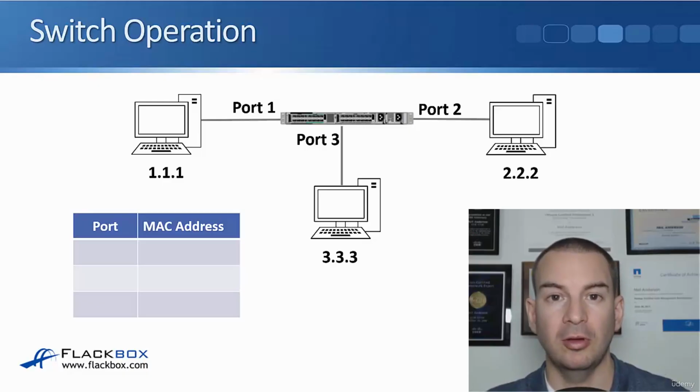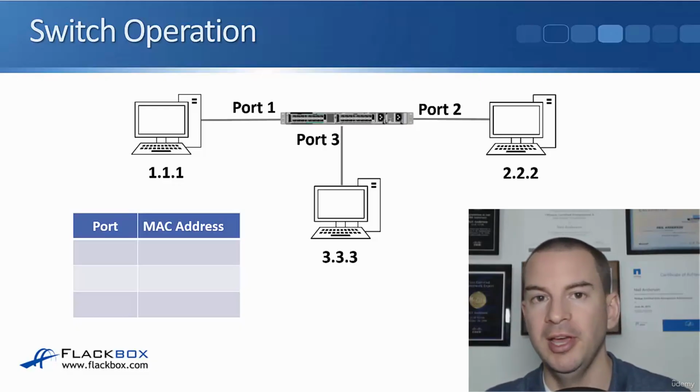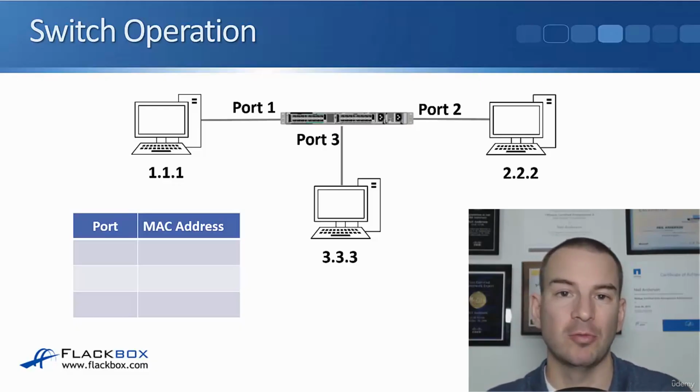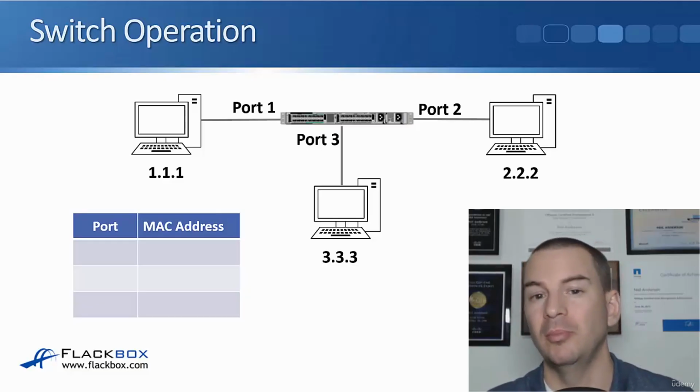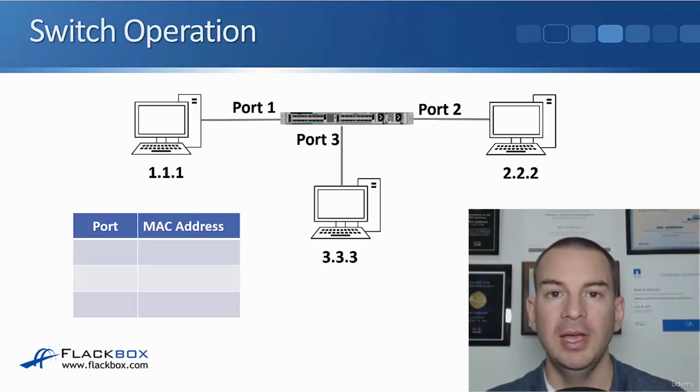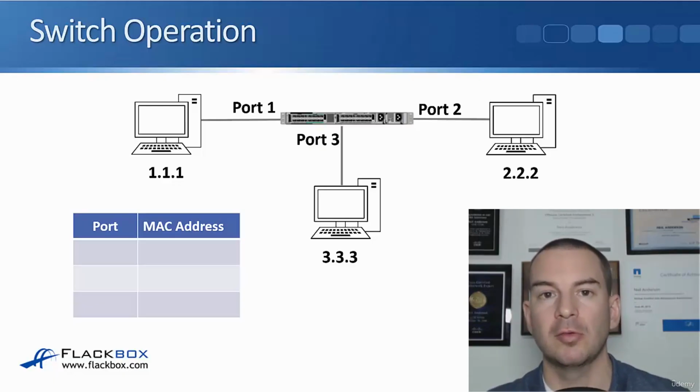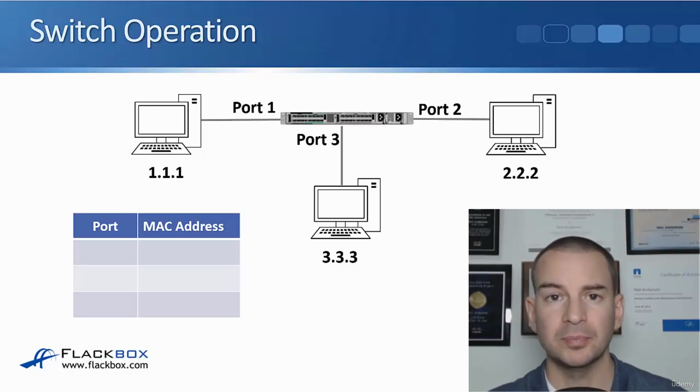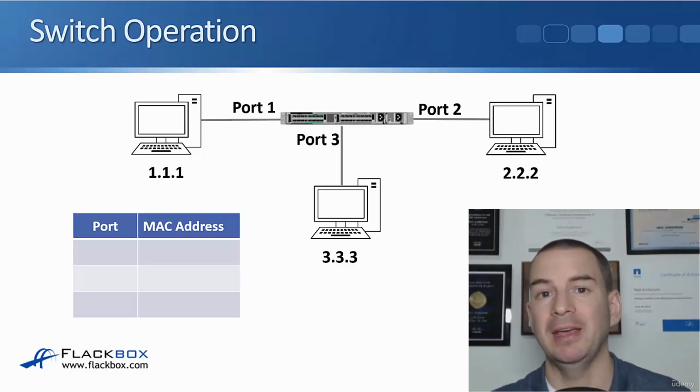We've got a host with MAC address 1111.1111.1111 plugged into port 1. I've just written it in shorthand here as 1.1.1 to keep things a bit more simple. 2.2.2 is plugged into port 2 and 3.3.3 is plugged into port 3. Right now we've just powered everything on, so there's nothing in the MAC address table yet.